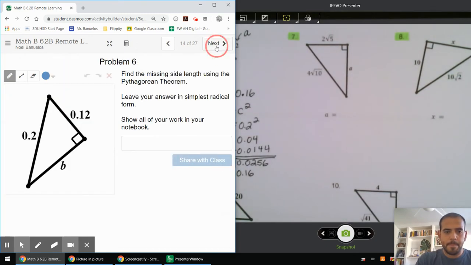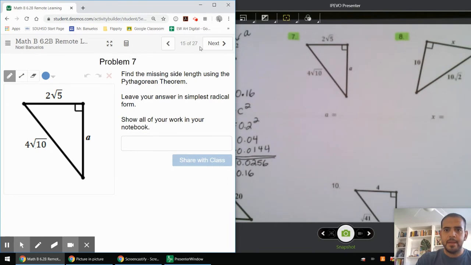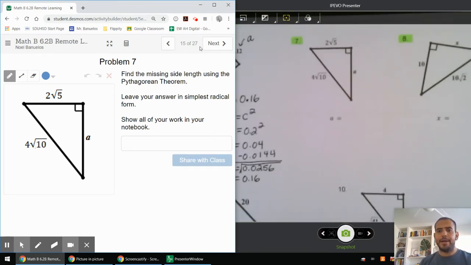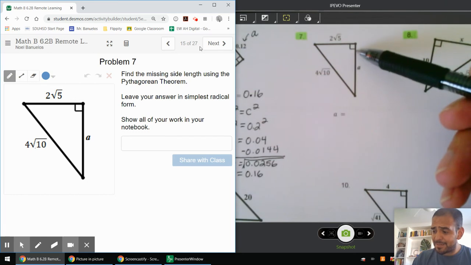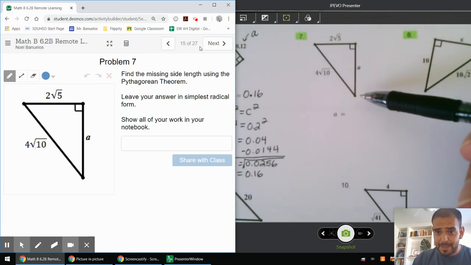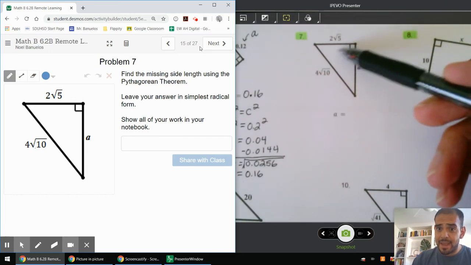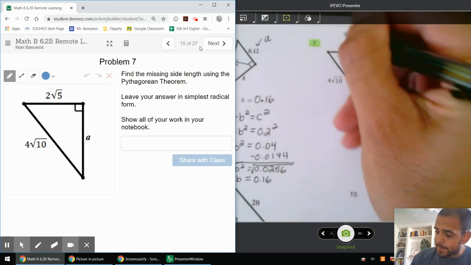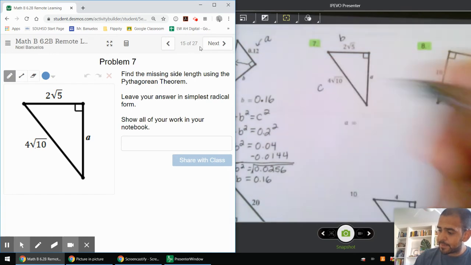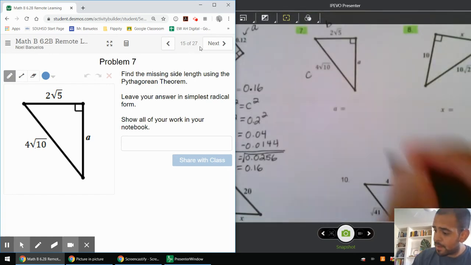Here we go. Number 7. Okay, so this is not too bad. So we're going to find the missing side length. And if you notice, we're going to find the leg because one leg is given and the hypotenuse is given. So this is B and this is C. So let's use the Pythagorean theorem.